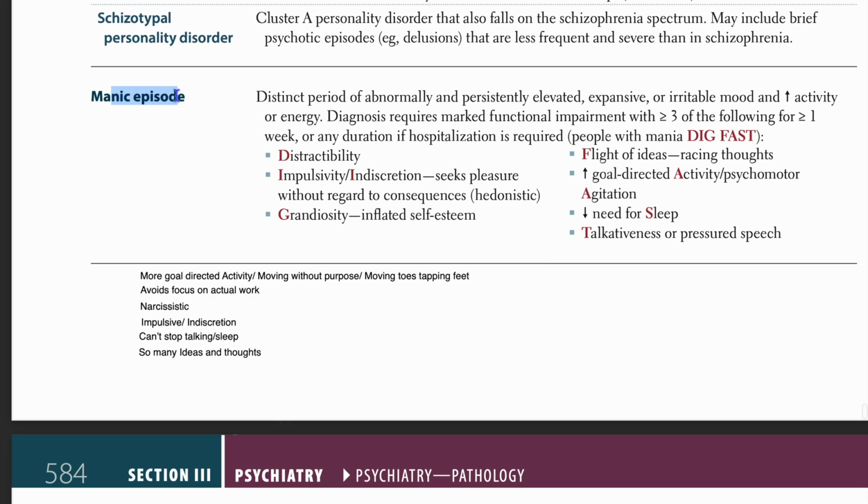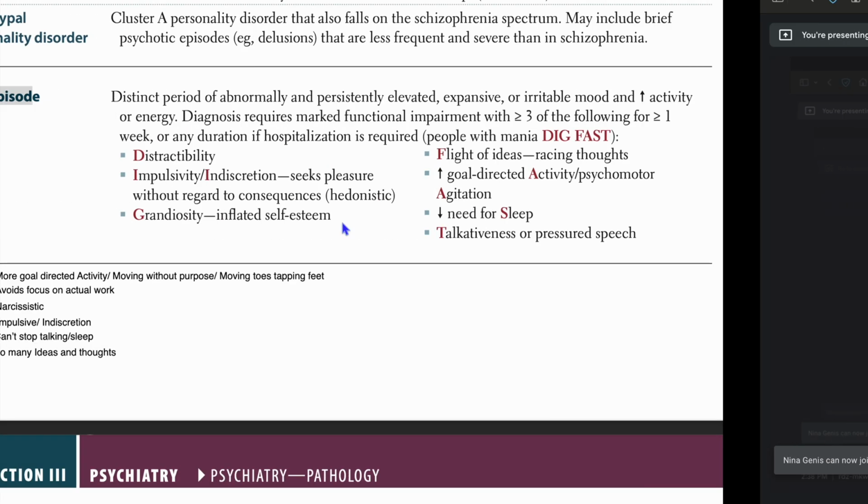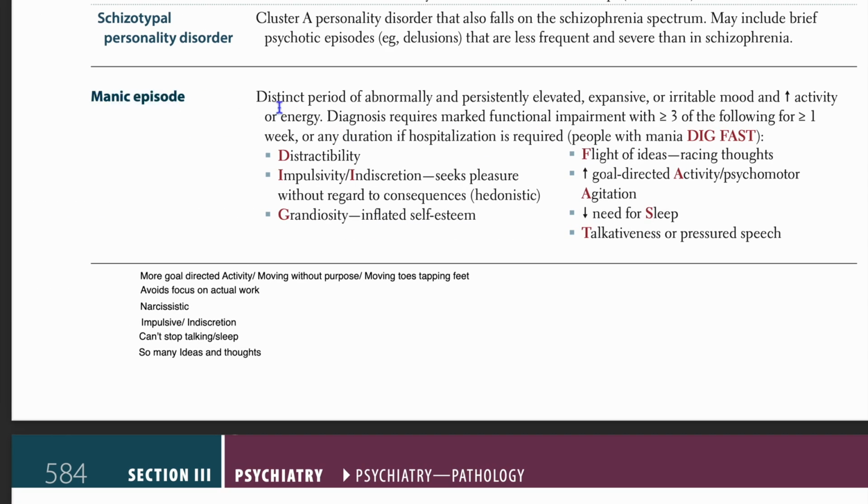And then you have manic episode. A manic episode is a distinct period of abnormally and persistently elevated, expansive, or irritable mood, and increased activity or energy. Diagnosis requires marked functional impairment with three or more of the following for 1 or more weeks, or any duration if hospitalization is required. So, people with mania DIG FAST.